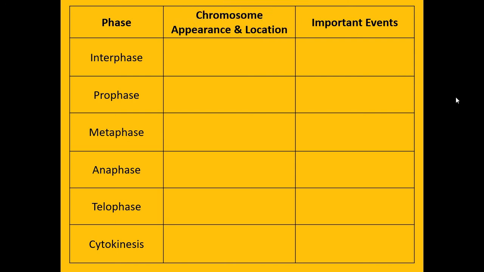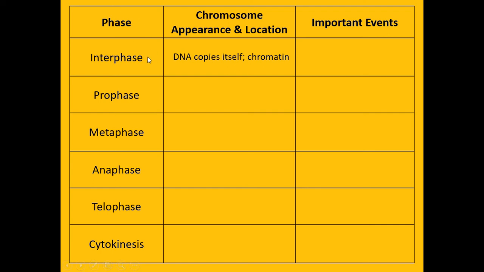So I have here the different stages of the cell cycle, and we have the interphase and the processes in cell division, of course. I have here the column for the chromosome appearance and the location of the chromosome, and what are the important events which we can find in each life stage of the cell. You can pause the video and try to fill out this table for 5 minutes. Once you are done, we will fill out the table for a short recap.